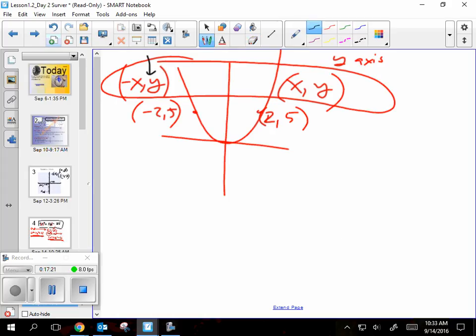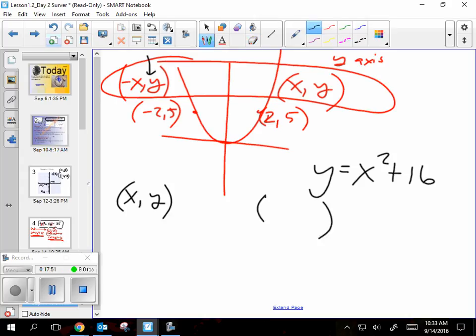You've got to prove (negative x, y). All right, so let's do one. Would you agree that this, x squared plus 16, should have y-axis symmetry? Think about it. Parabola shifted up 16. Should it have y-axis symmetry? Yes, it should. So let's prove it. You're going to have f of x here. Or sorry, no, not f of x. (x, y) here, sorry. And you're going to have what for the other rule you're trying to prove? (Negative x, y). Prove it.